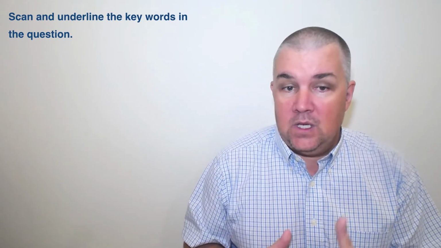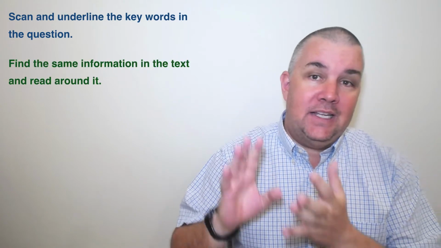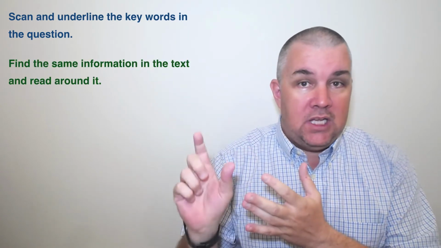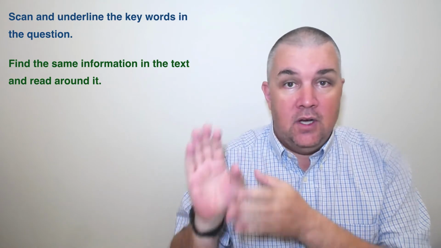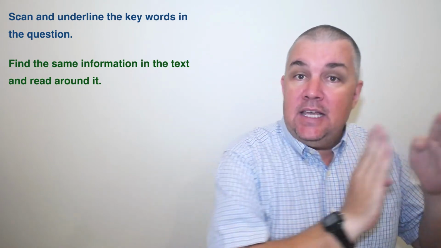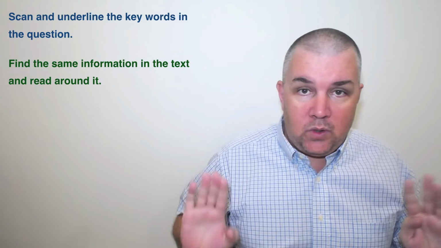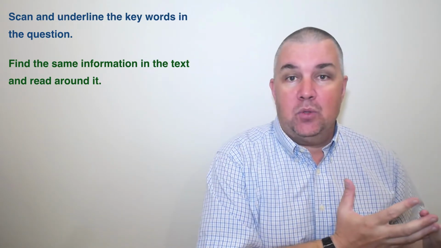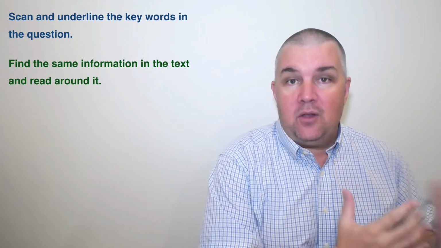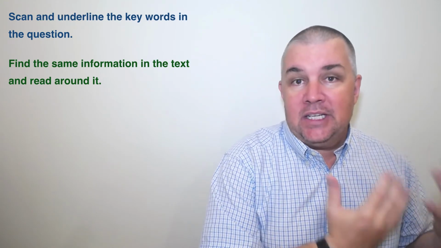The second part is to find that same information from the keywords, maybe the same words or a paraphrase of those words. Find that same information in the text. So we're still not looking at the answer choices. We need to find where the answer is going to be in the text. And you do that by finding the question's keywords.